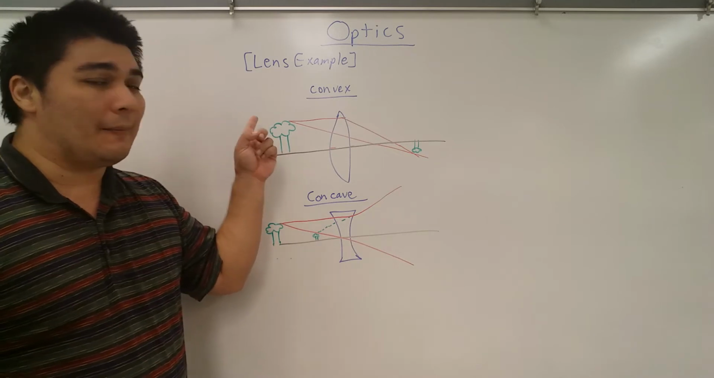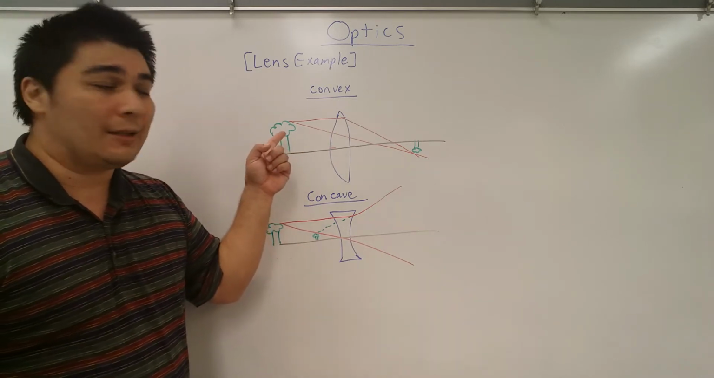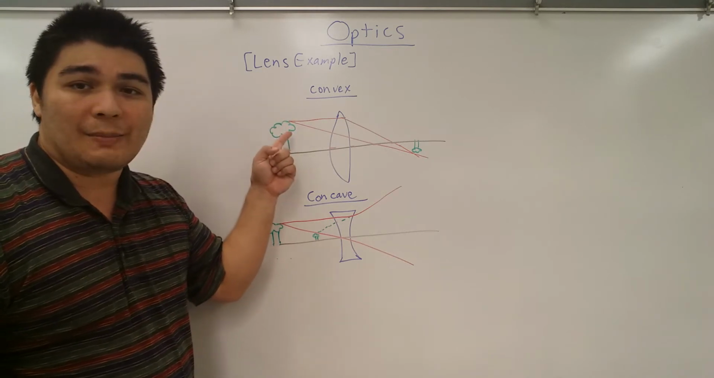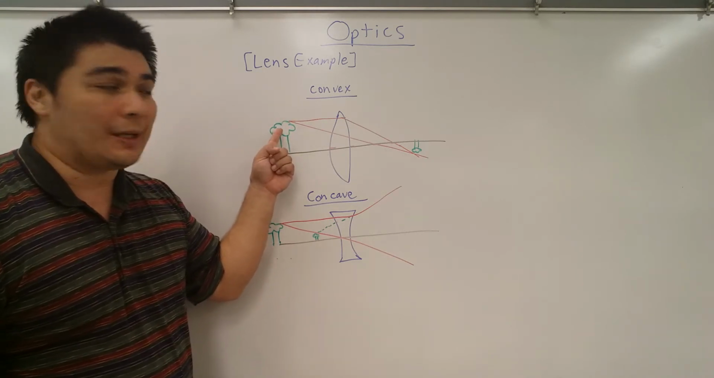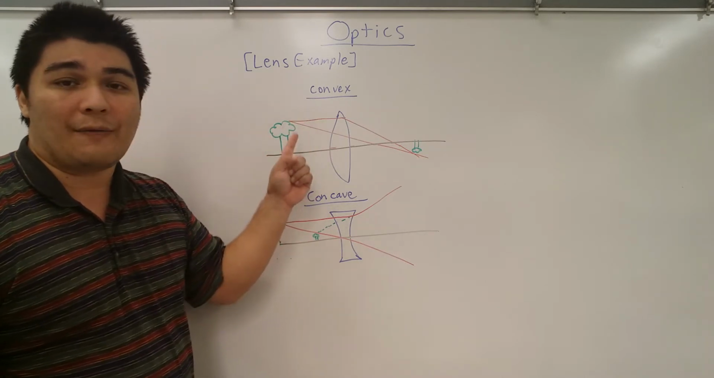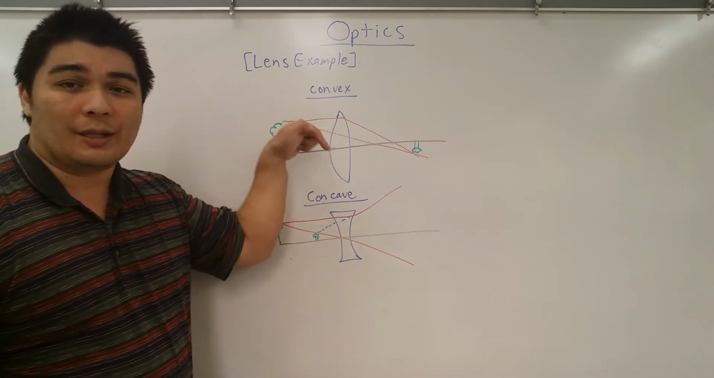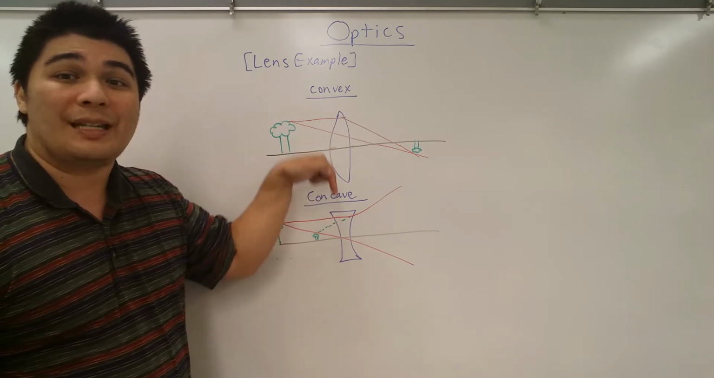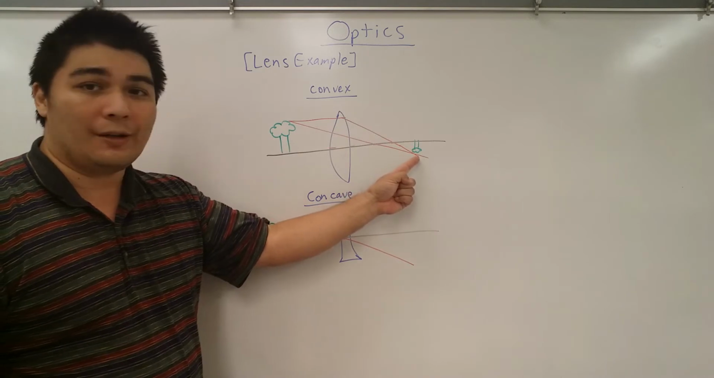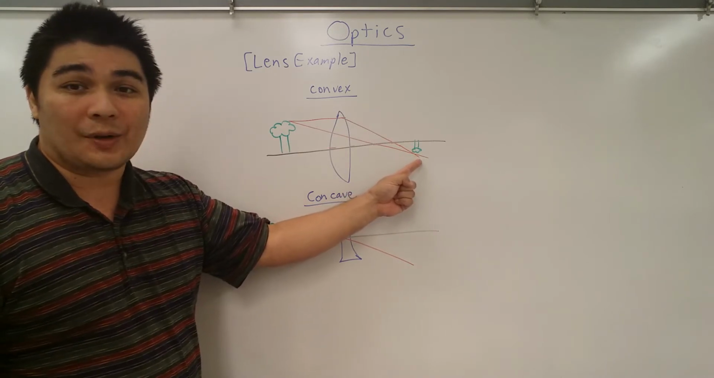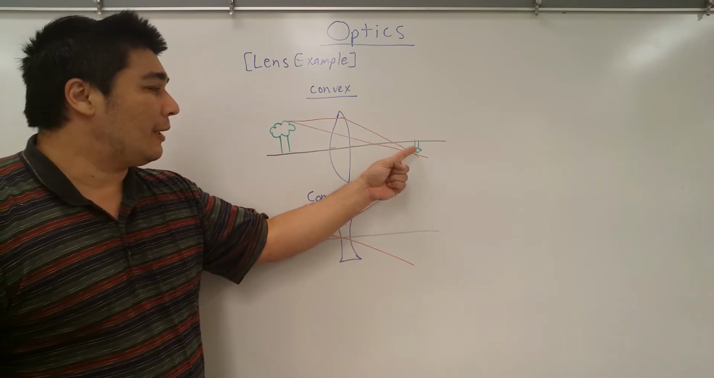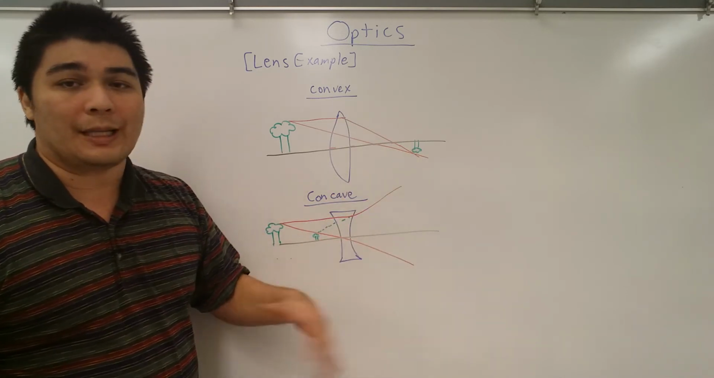However, in this case, we're looking at what happens when we're just talking about a certain portion of this image. In this case, it's the top of the tree. Where does the top of the tree go? Is it above the center line, so it would have a positive height, or is it below the center line, so it'll have a negative height? That's why you'll see the top of the tree gets projected over here. And so that means it's inverted. That's why a real image is inverted, and it's generally smaller, but that's not always the case.